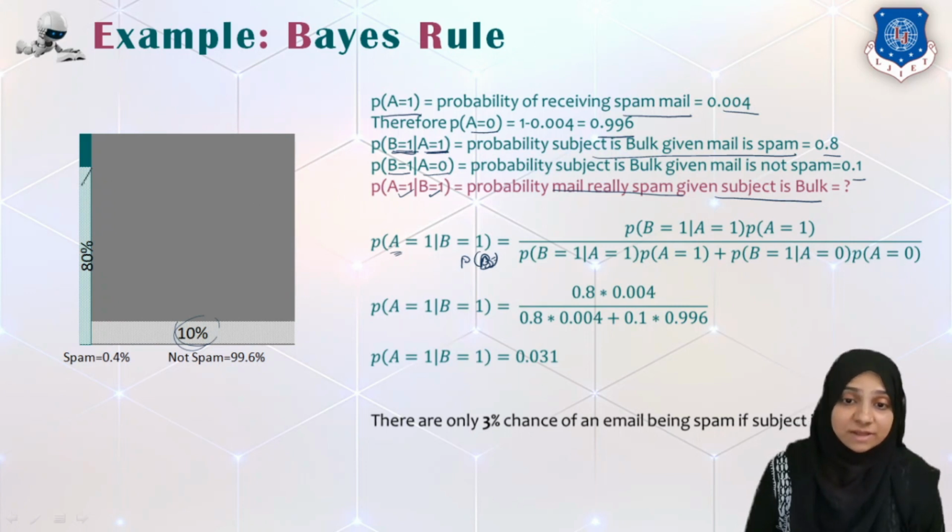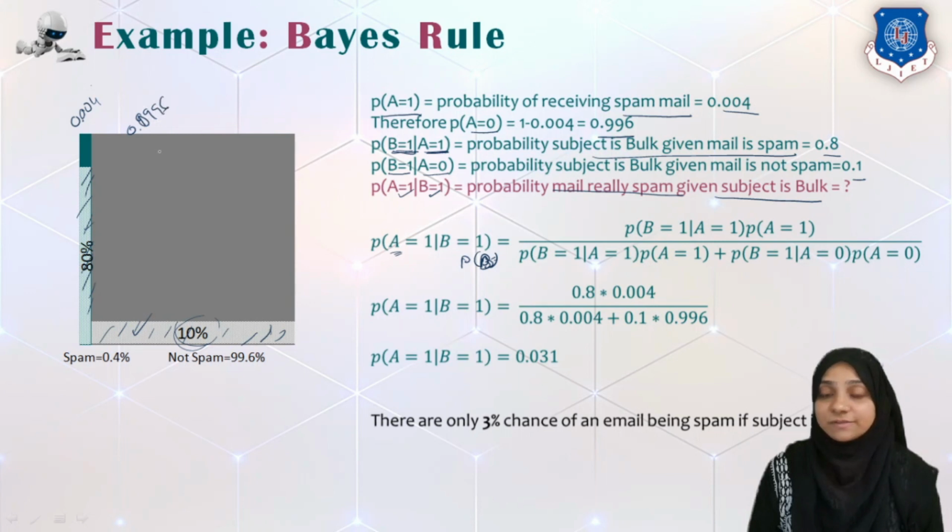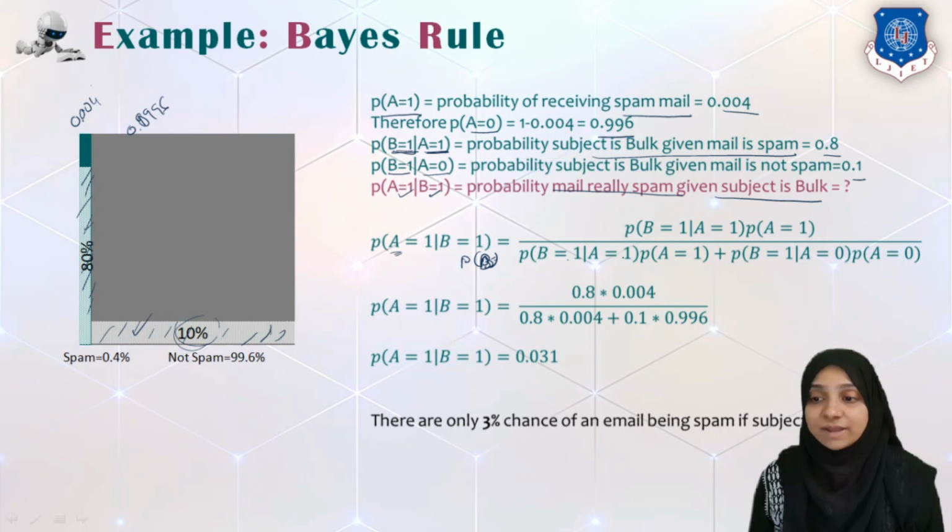Now spams are nothing but this shaded region. I need to find out this shaded region. So this shaded region is the summation of this shaded region plus this shaded region. So this is 0.004, this is 0.0996. Okay, so this would be written as the probability of B given A, B is equal to 1, A is equal to 1, into A is equal to 1, plus B is equal to 1 into A is equal to 0, into A is equal to 0.